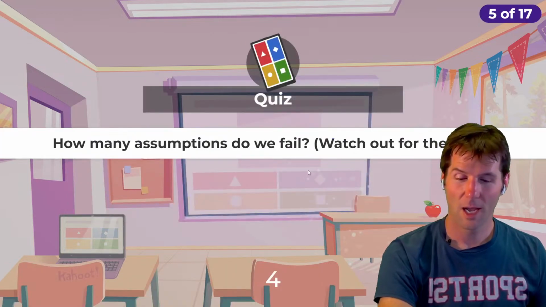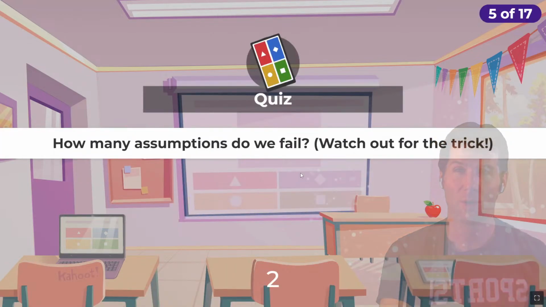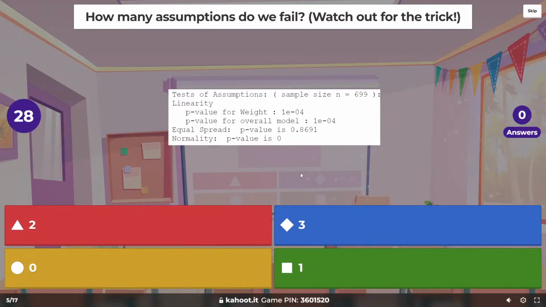Next question. How many assumptions do we fail? So watch out for the trick right here. How many assumptions do we fail? How many do we fail? Very careful.